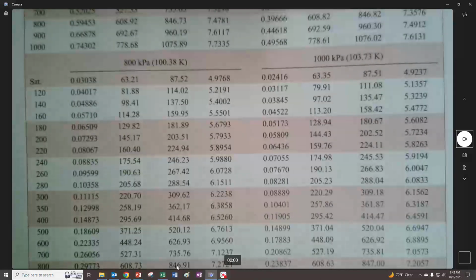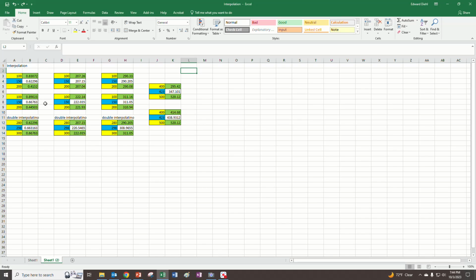So if you want to see how I did the double interpolation, here's for specific volume, this is for internal energy, and this is for... words are hard.